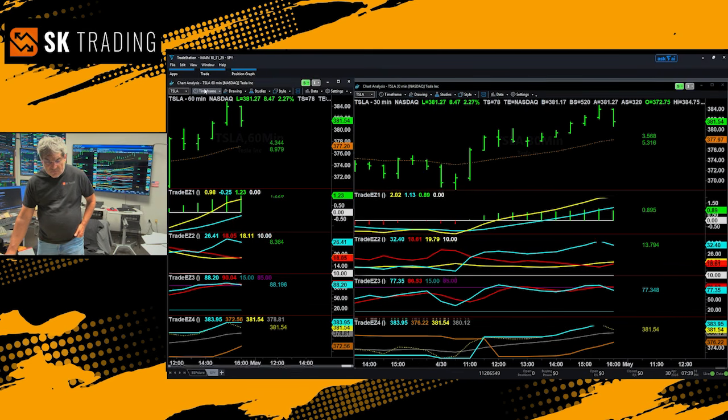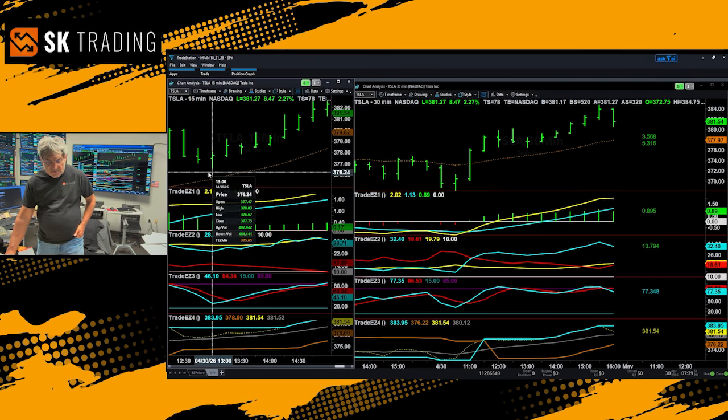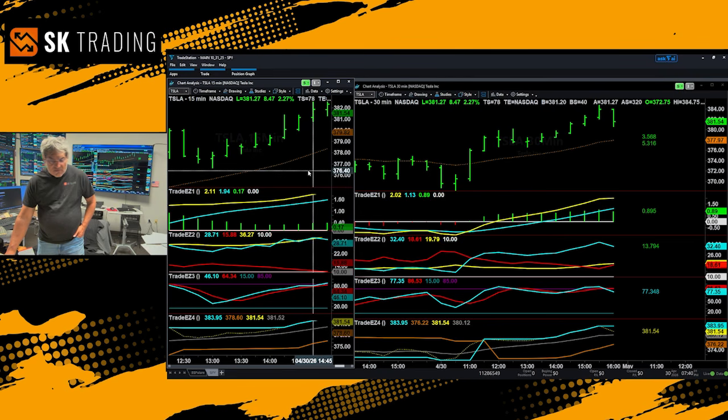My favorite pattern in the world: when the 30s reverse to buy, you buy the pullback on the 15. Look at this beautiful bull flag at 1 o'clock below 377. Never look back. Tesla right back up.